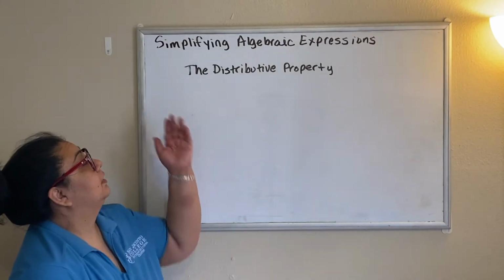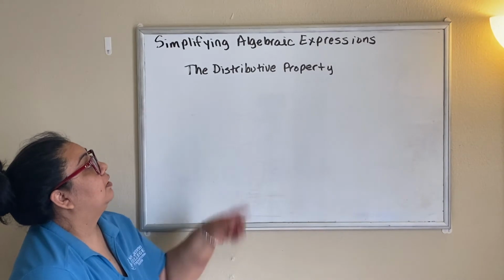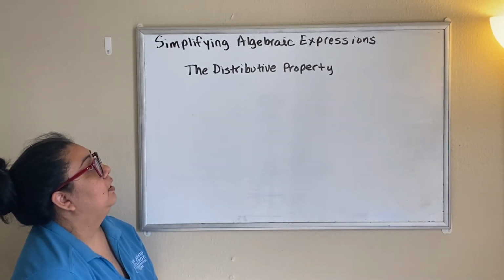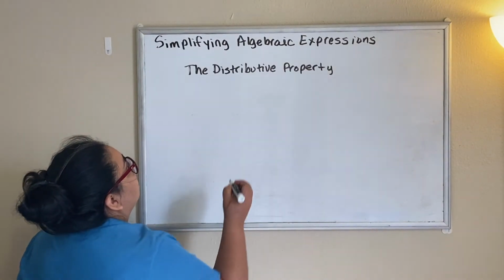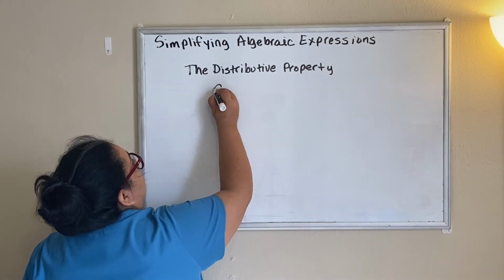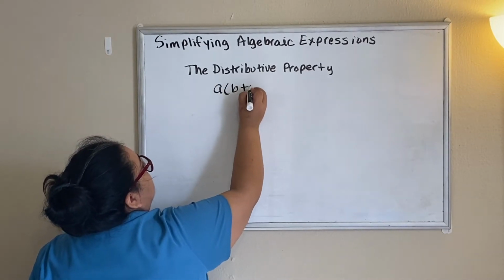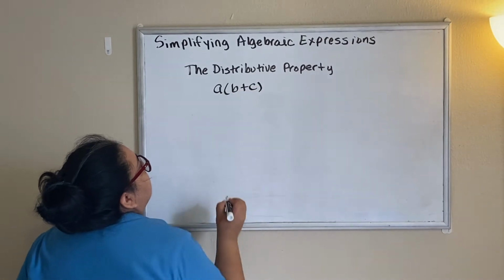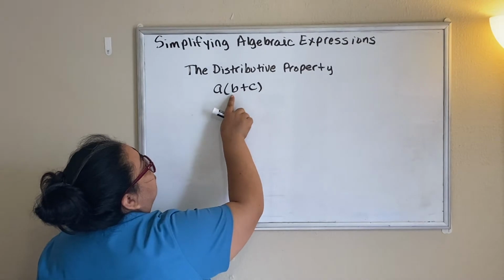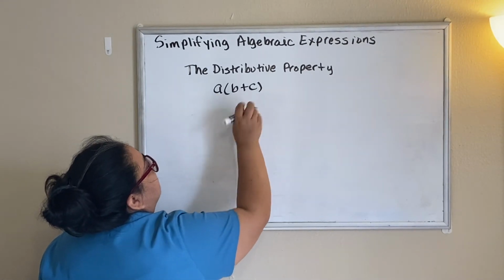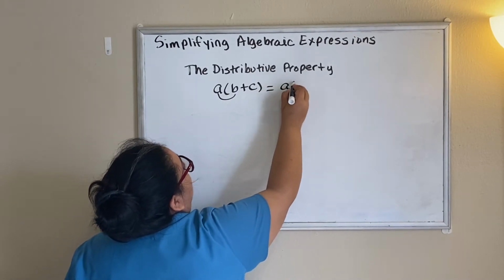Everyone, today's lesson is going to be simplifying algebraic expressions, and before we get to the simplifying part, let's talk about the distributive property. The distributive property is a property of numbers that says if I have the numbers a, b, and c, and I have a(b + c), it could be plus or minus, but for our purposes we're going to say plus c, then the a is going to multiply or distribute to the b and distribute to the c. So we're going to distribute a to b, and that's going to equal a times b.